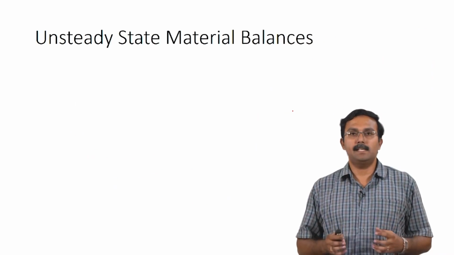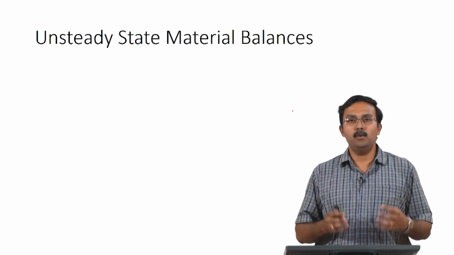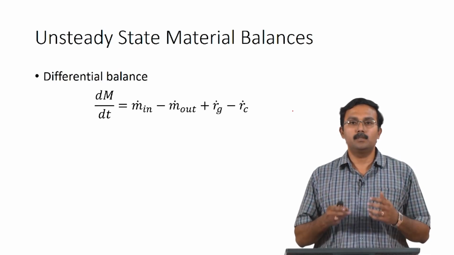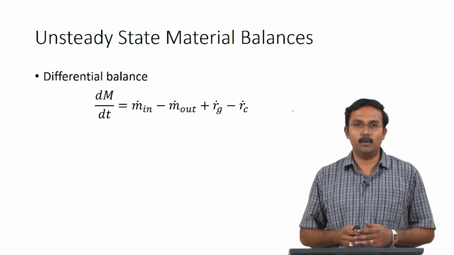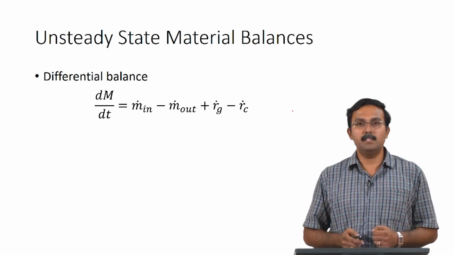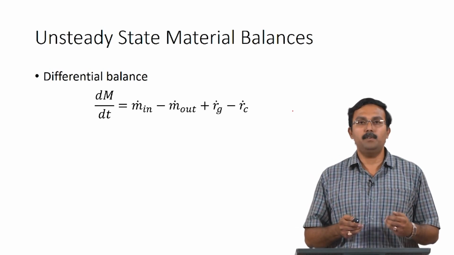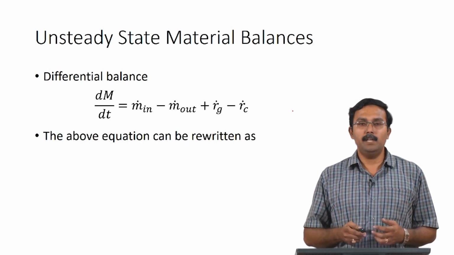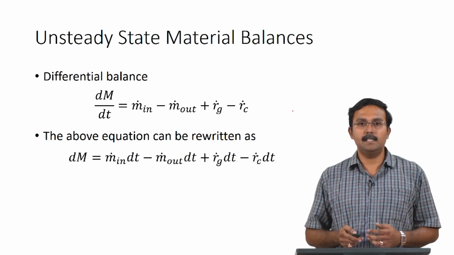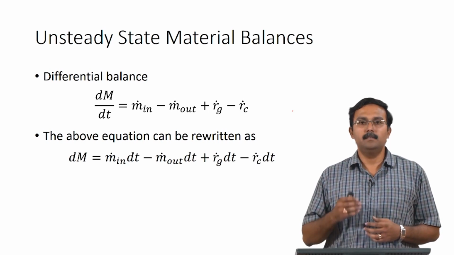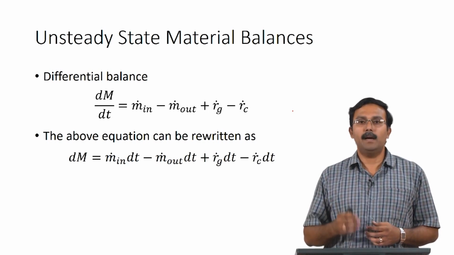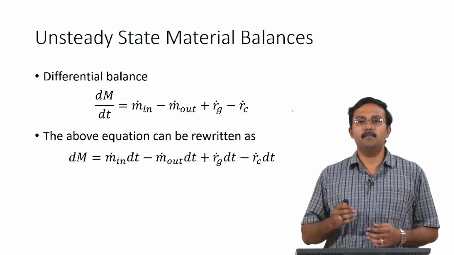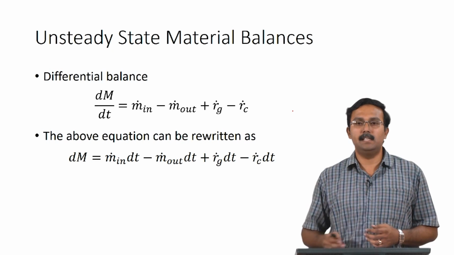So, in the previous example, we looked at how to write the differential balance for an unsteady state process. So, this was the differential balance which we wrote. To solve this differential balance, we would have to rearrange this equation and integrate it. So, the above equation can actually be rewritten as dm equals m dot in dt minus m dot out dt plus r dot g dt minus r dot c dt.